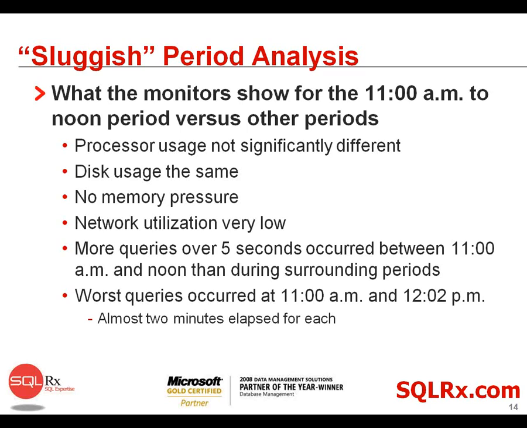More queries over 5 seconds occurred between 11 and noon than the surrounding periods, which you kind of would expect because the users were saying the system was sluggish. Interestingly, the worst queries occurred at 11 o'clock and 12:02, and both times it was the same query and it ran for 2 minutes. So I suspect that this was part of the reason why they knew it was from 11 to noon, because these queries ran about that time.